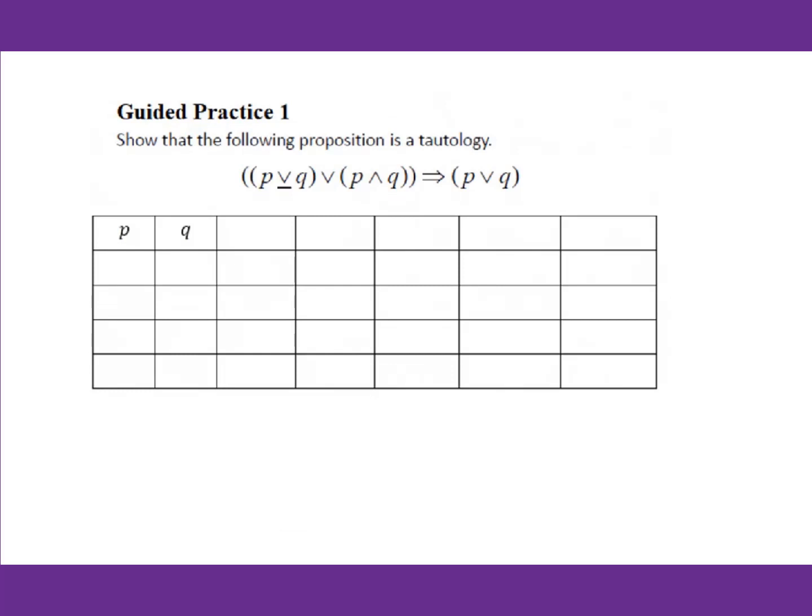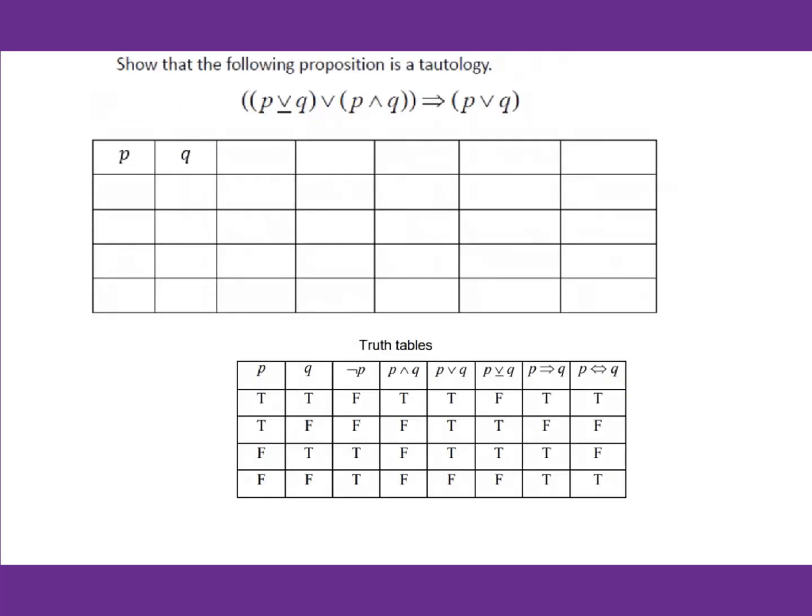Guided practice 1. Show that the following proposition is a tautology. We will set up true, true, true, false, false, true, and false, false. So we do P or Q but not both, and P and Q. Then we have P or Q but not both, or P and Q.